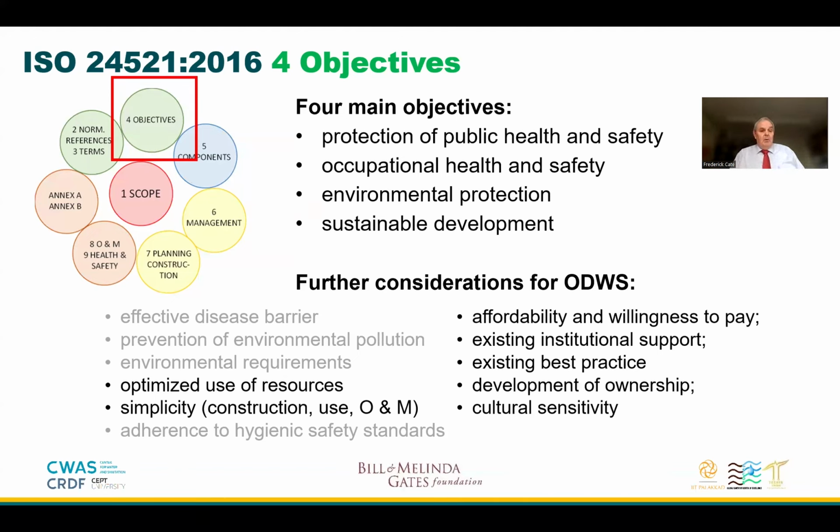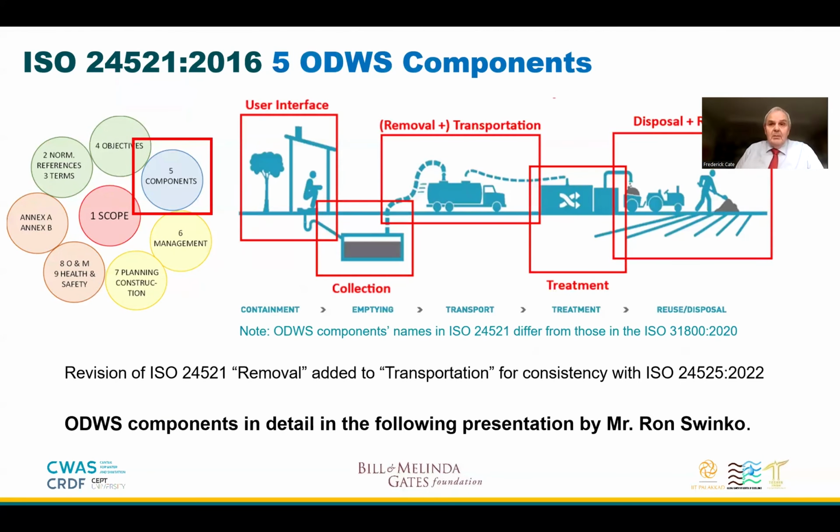Clause 5 is components. The components in ISO 24521 differ from those that you might have seen in, for example, ISO 3180 or 800, or in other presentations. In ISO 24521, we have user interface, then collection, then transportation. In the revision, we'll have removal and transportation. Then we have treatment, and then disposal and reuse.